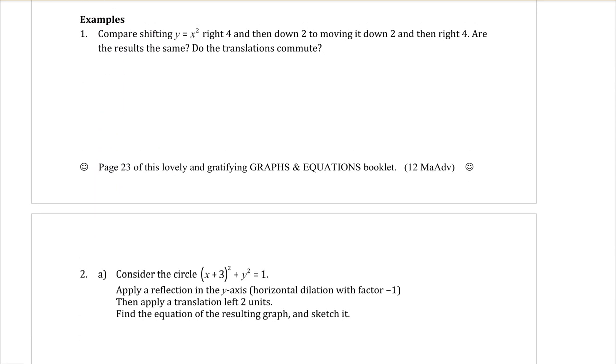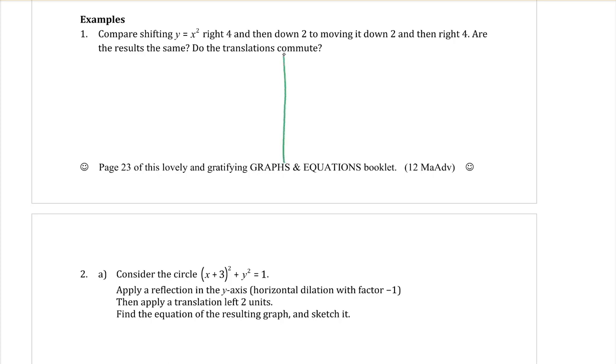Example number 1. Compare shifting y equals x squared, right 4 and then down 2, to moving it down 2 and then right 4. Are the results the same? Do the translations commute? Now you could probably answer that already based on all the information I've just told you, but we've been asked to show it, right? So we're going to do each of those things. So let's divide our page in half here.